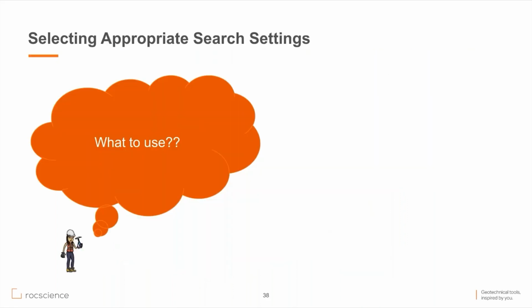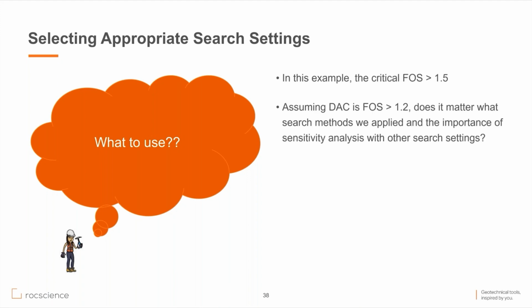Selecting appropriate search settings. So what to use? In this example, the critical factor of safety across all iterations was greater than 1.5. So assuming our design acceptance criteria is a minimum factor of safety of 1.2, would it have really made a difference what search method we applied and whether we completed sensitivity analysis with different search settings?